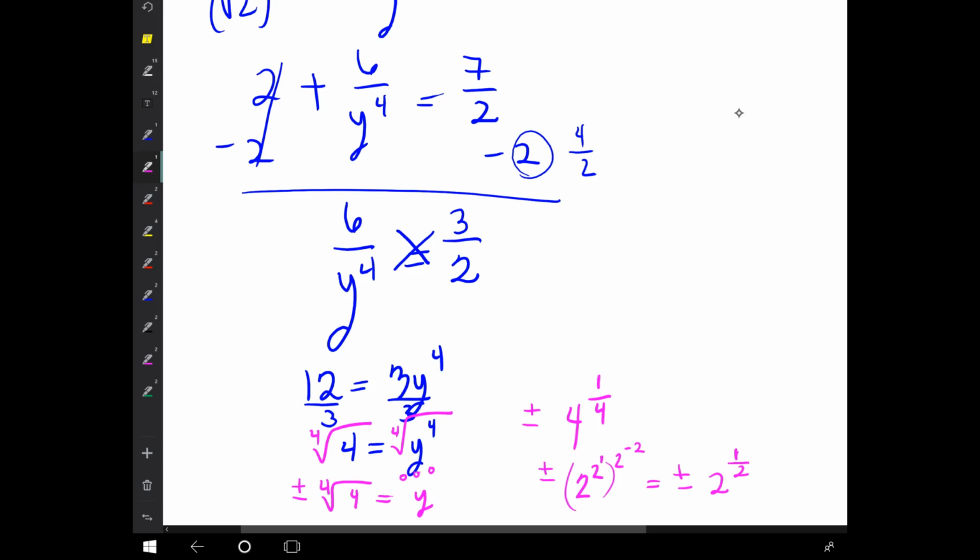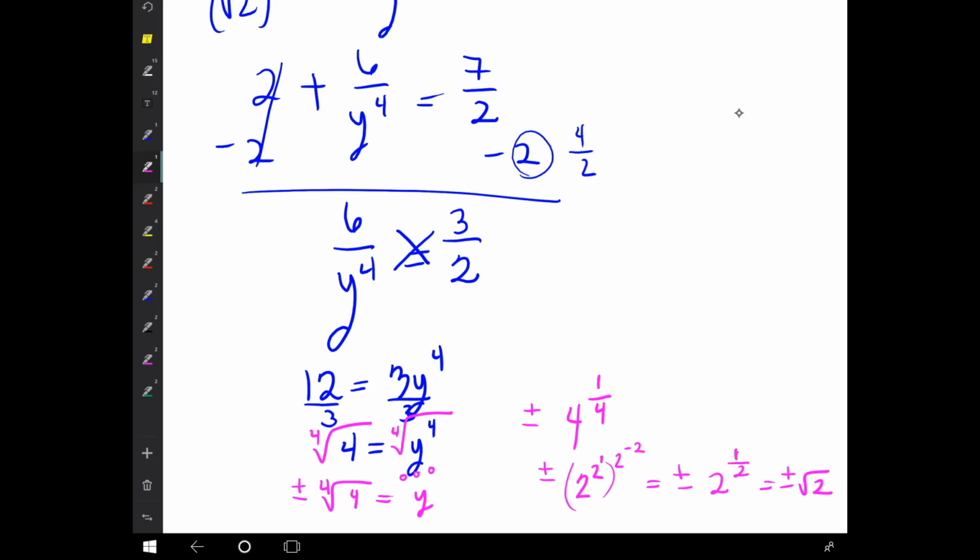Well, it can be simplified. So rather than writing it as 4 to the 1/4, we would want to rewrite it as plus or minus square root of 2. To square root it twice.